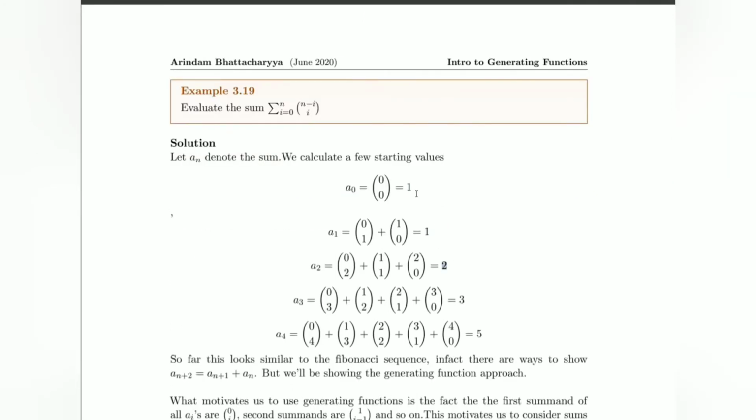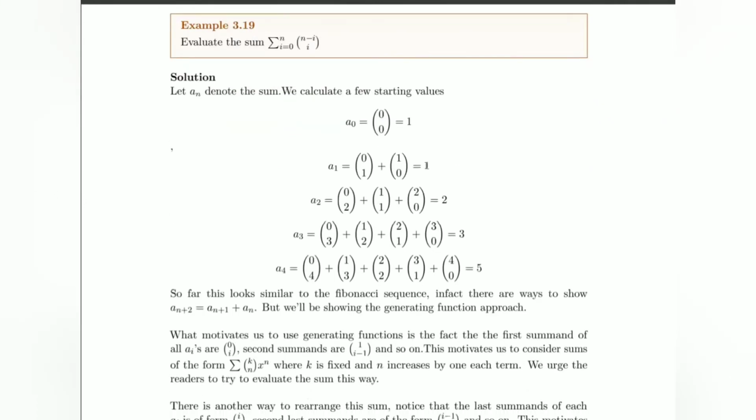And if you calculate a few more values, you will get that they seem to be Fibonacci numbers. That is 1, 1, 2, 3, 5, 8, and so on. You can try putting n plus 2 here and proving that a_(n+2) is equal to a_(n+1) plus a_n using some binomial coefficient identities, but we will be using generating functions here. So we want to calculate the generating function corresponding to the sequence a_n. That is, we want to calculate 1 plus 1x plus 2x squared plus 3x cubed and so on.